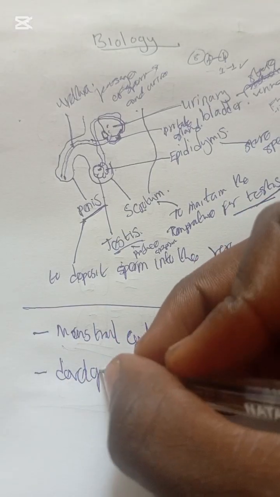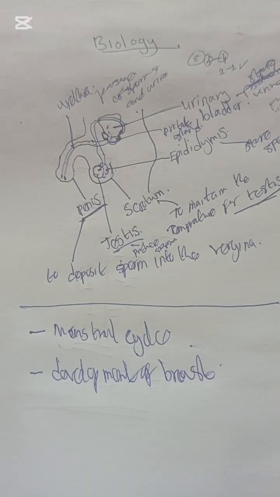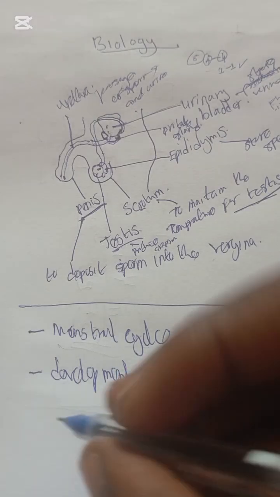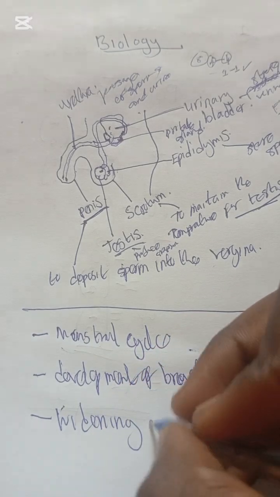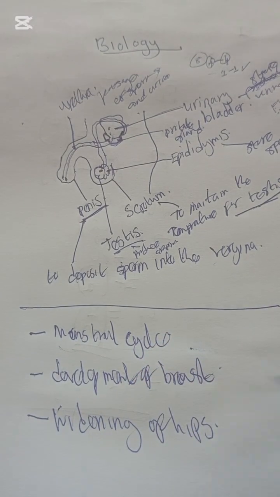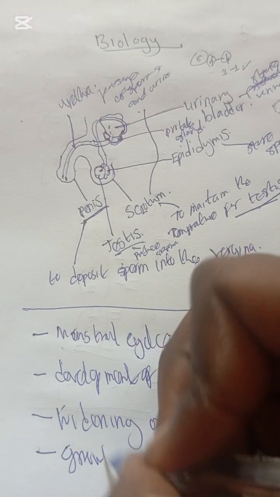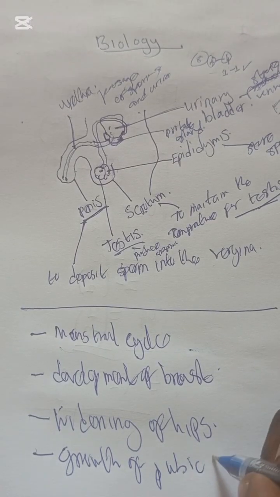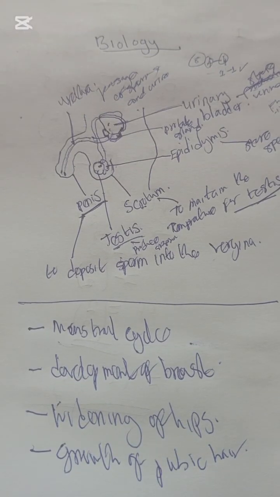Development of the breast. This is the first sign during puberty changes in females. Also widening of hips, which we usually see. Also growth of pubic hair. We can also see hair under the arms, etc.